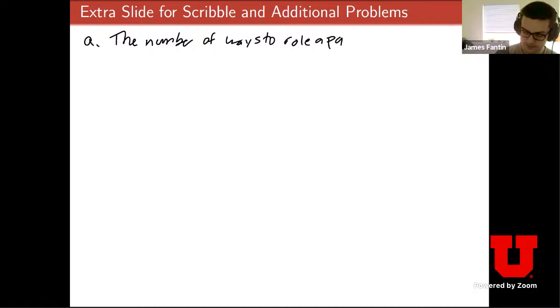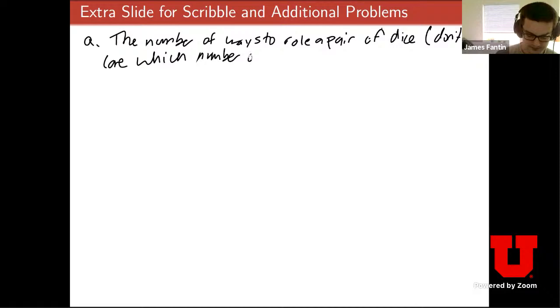Okay, so let's decide whether these things are ordered lists, bags, sets, or permutations. Part A is the number of ways we roll a pair of dice, and we don't care which numbers are on either die. How do we count that?